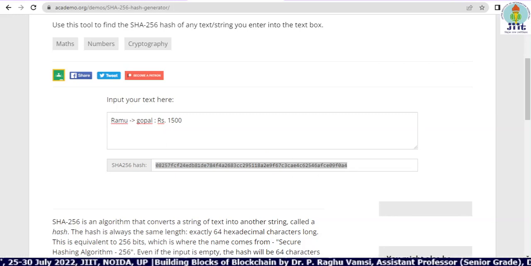So I will move forward. So let us consider the problem. So this is the problem. Since each and every one is maintaining their own ledger, keeping track of the entries in the ledger is very difficult. So keeping separate ledgers is inefficient, expensive, and vulnerable.